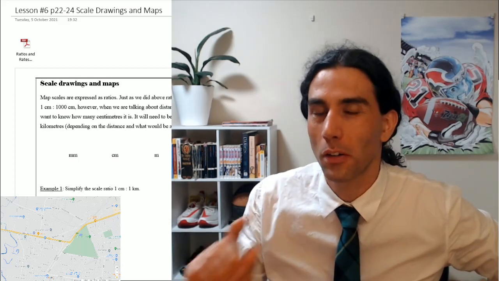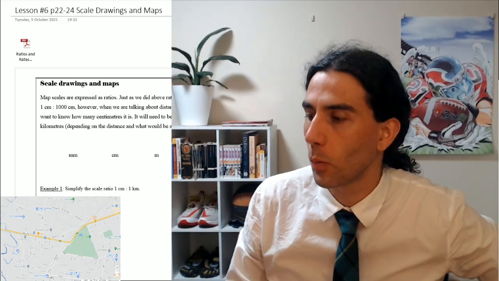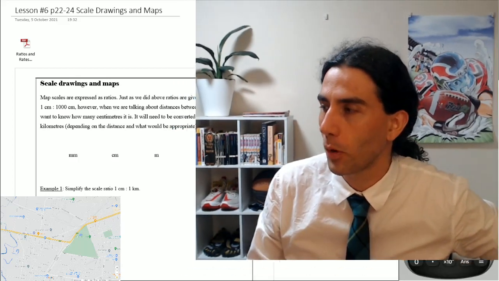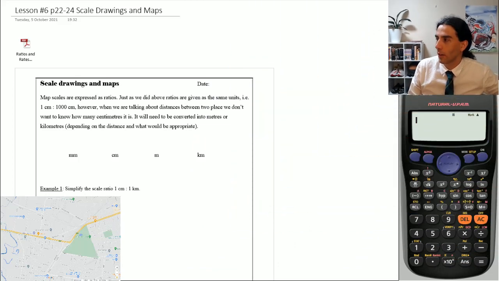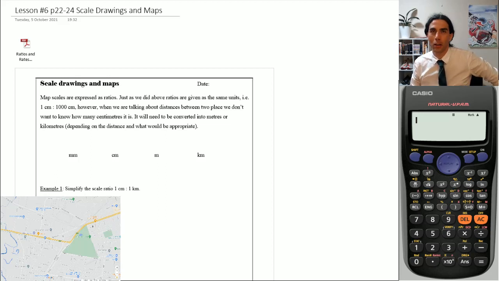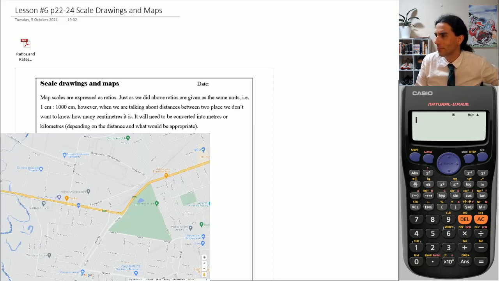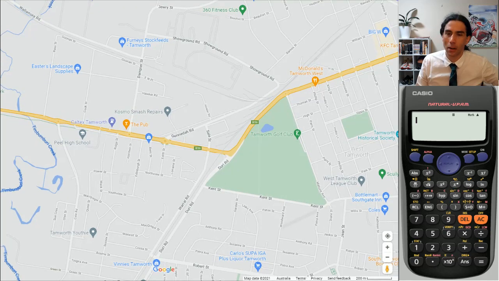But first, I wanted to do some stuff with Google Maps, just showing you. I mentioned it last lesson. I just want to make sure that I show you how to use it. Now, obviously, you can just put into Google, how do I get from A to B? And it tells you exactly how many kilometers you are. But sometimes it's useful to be able to just know the scale of a map automatically. So you don't have to constantly type up how far from A to B.